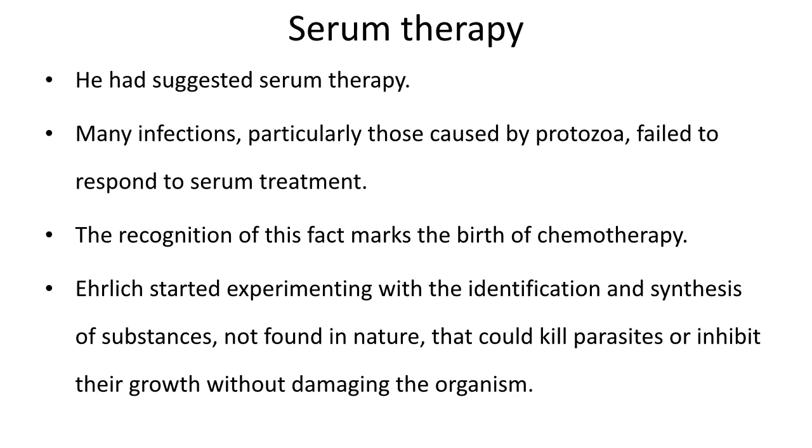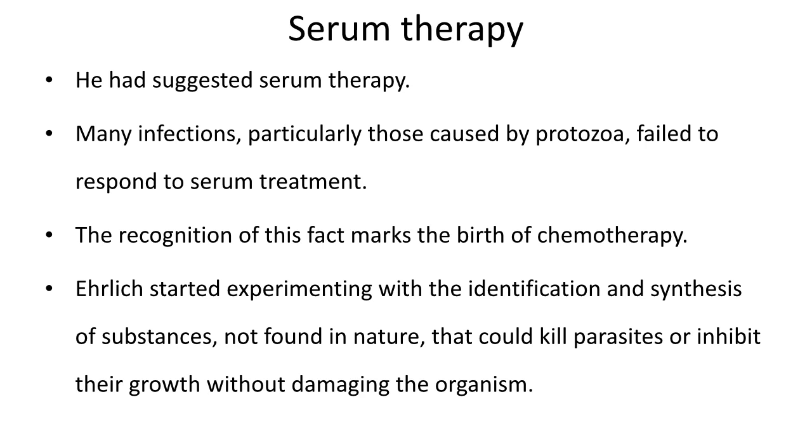Up to some extent, the serum therapy was useful, but many infections, particularly those caused by protozoa, failed to respond to the serum treatment. And because protozoal infections did not respond to the serum treatment, Ehrlich thought of developing certain medicines using certain unnatural substances in order to treat the infection. And this marked the beginning of chemotherapy.